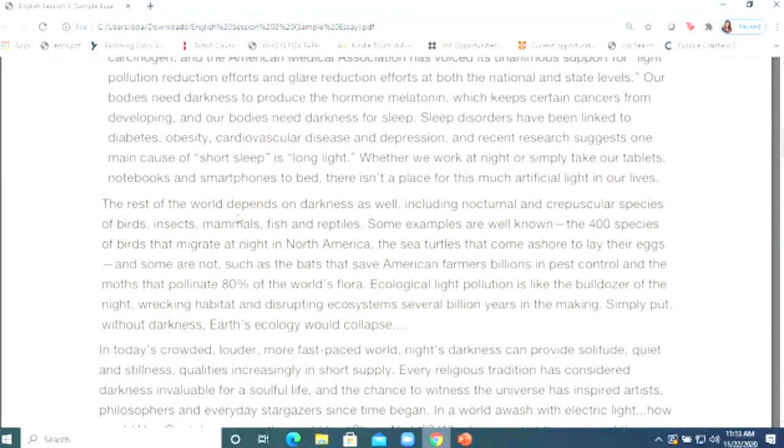The rest of the world depends on darkness as well, including nocturnal and crepuscular species of birds, insects, mammals, fish, and reptiles. Some examples are well known.